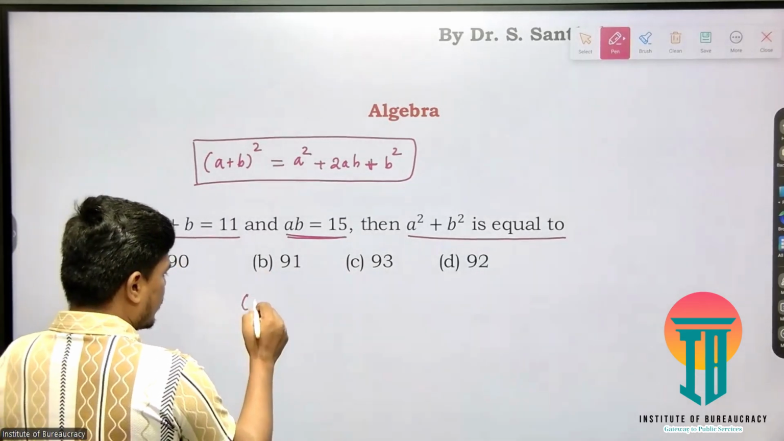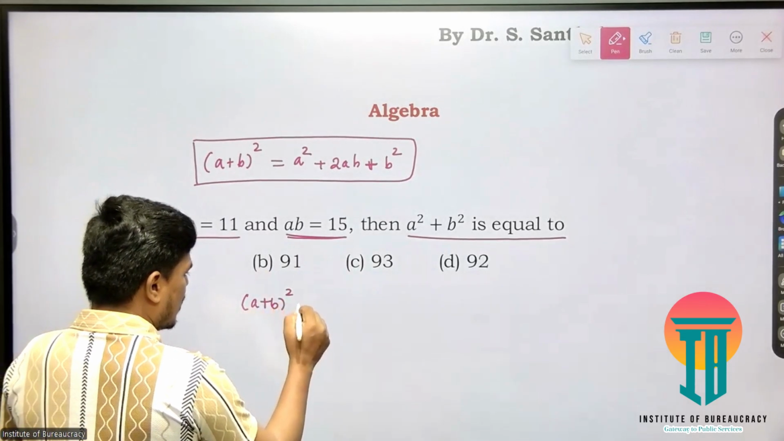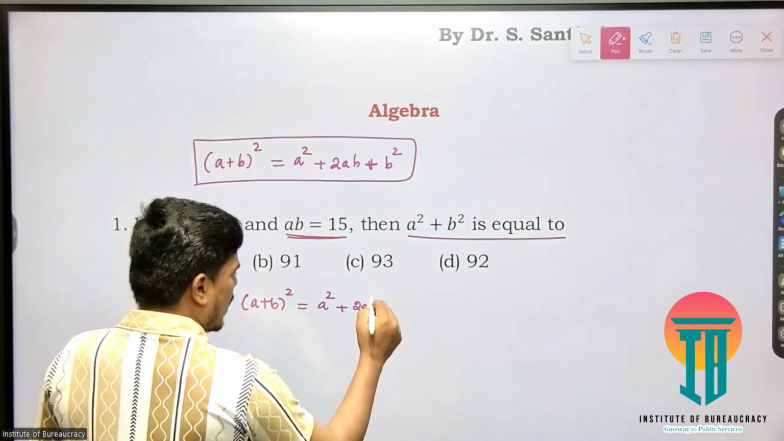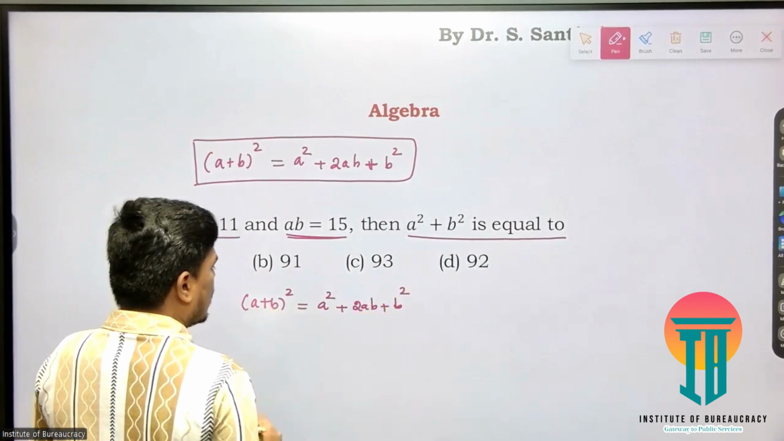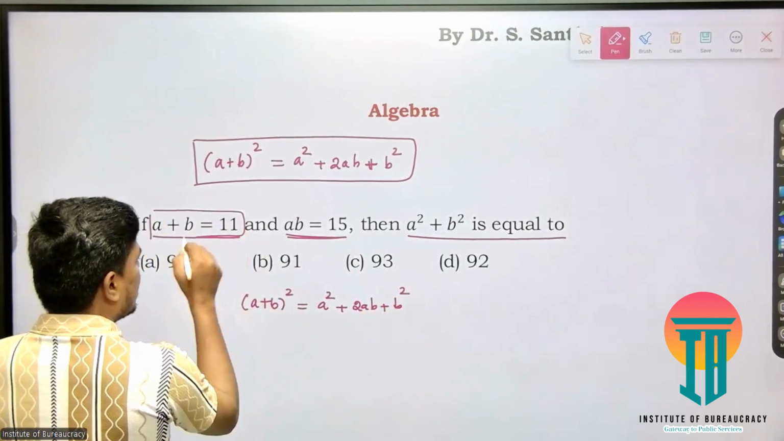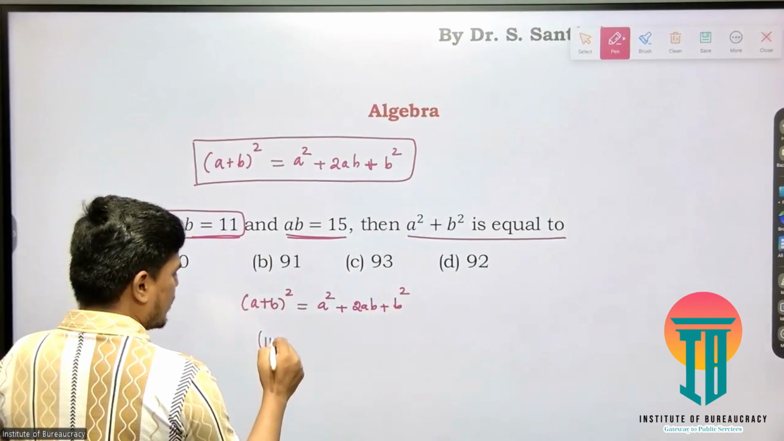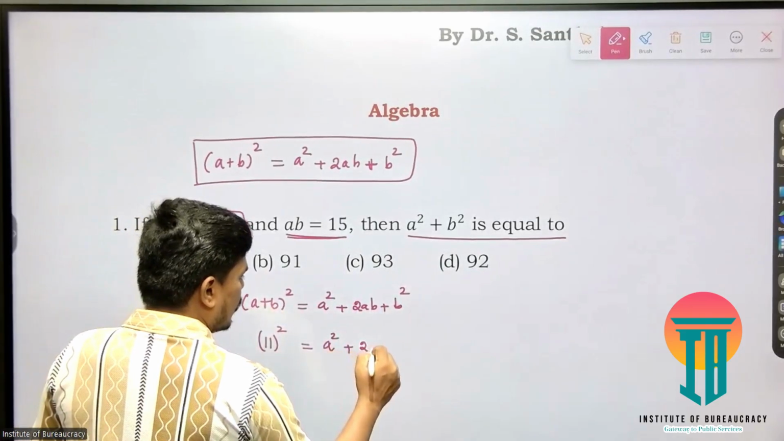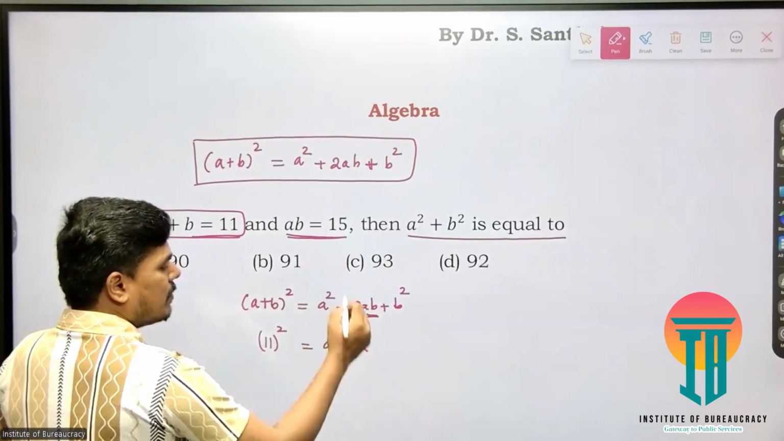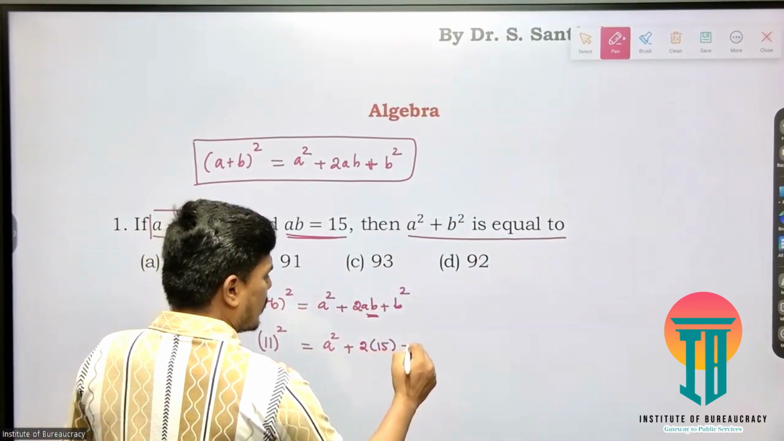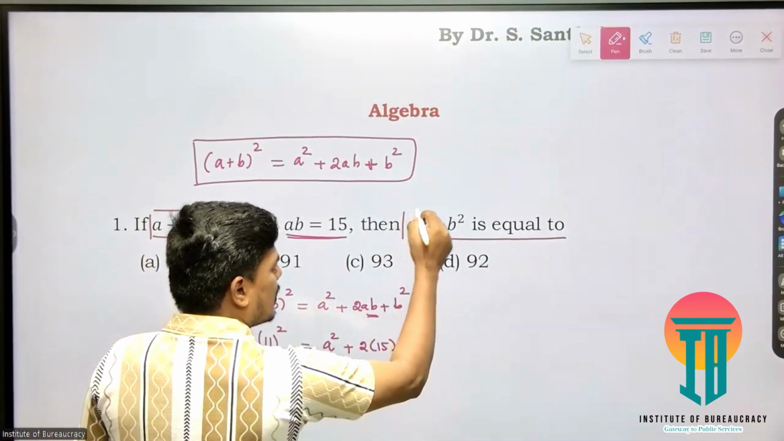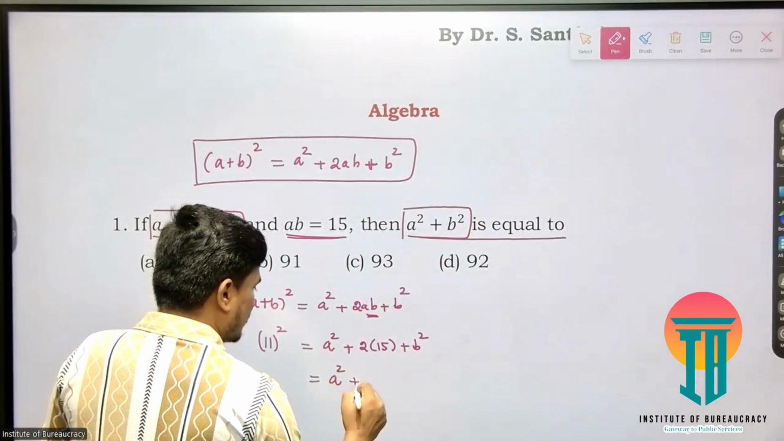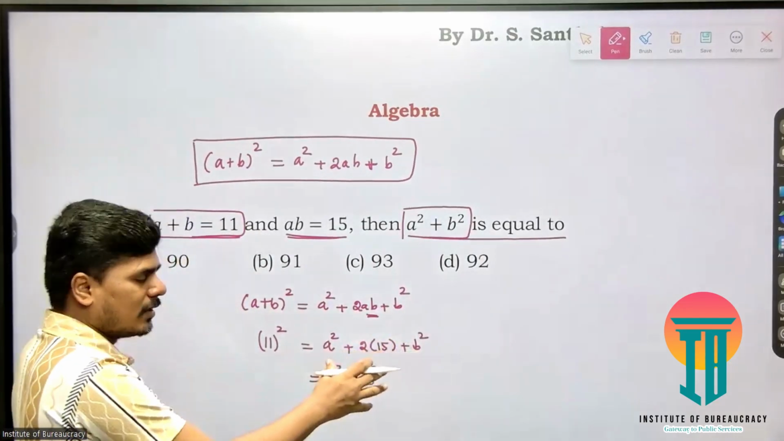We know this formula: a plus b the whole square is equal to a square plus 2ab plus b square. They have given a plus b is 11, so that means 11 square is equal to a square plus 2, and they have given ab as 15, plus b square. They asked only a square plus b square, so I keep a square plus b square alone on this side.